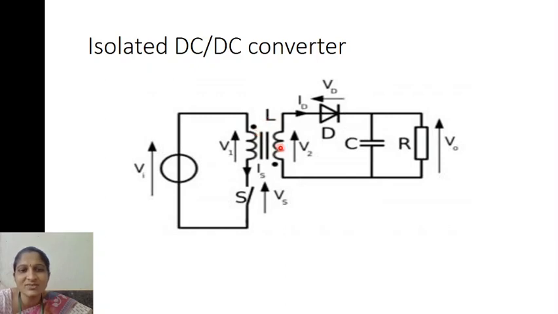So these two are isolated by using a mutually coupled inductor here. This is the mutually coupled inductor. So the input is connected to the mutually coupled inductor, and this is connected to the output circuit. So when the voltage is induced in the secondary, then current flows in the secondary circuit.